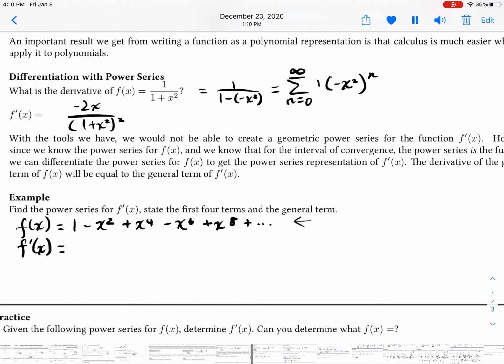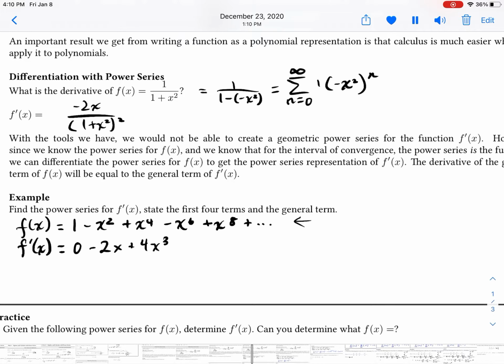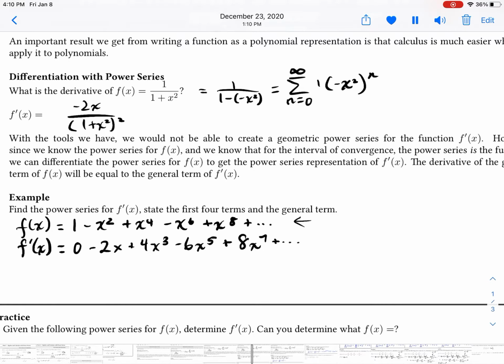So let's just differentiate each term. We've got 0 for the first term. The next term would be negative 2x plus 4x cubed minus 6x to the 5th plus 8x to the 7th, and this would continue, right? So differentiating the power series gives us the power series of the derivative of the original function, okay?